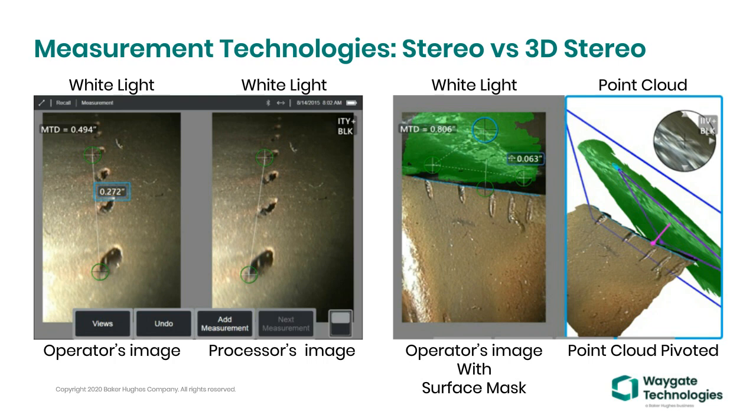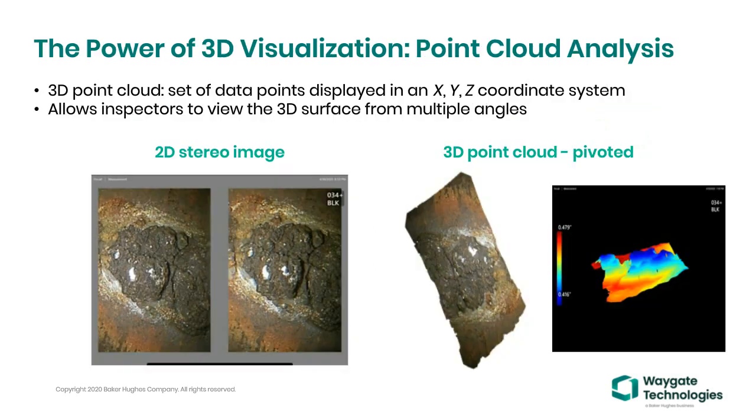And as I was saying, the power and the magic, if you will, behind this 3D visualization of a fully surfaced point cloud is that if you look on the left-hand side, you have two white light images, and you have to spend a lot of time understanding what's happening with that surface. In this case, it looks like a weld where the liftoff point was maybe slag or maybe some inclusion. It looks like that material is above the surface, but you wouldn't know that with 2D stereo unless you spent a lot of time looking at it.